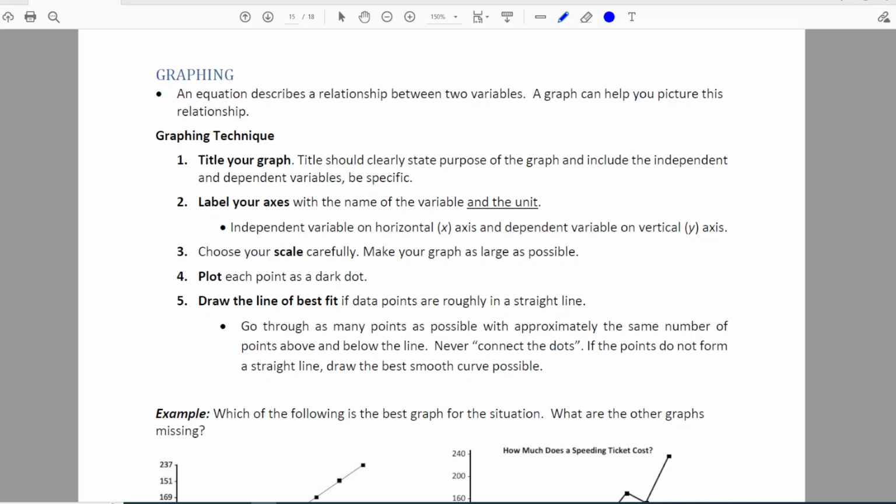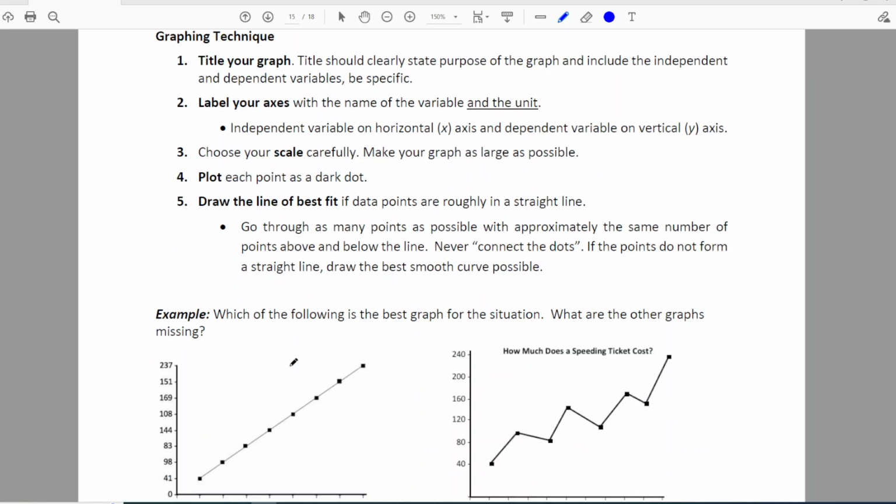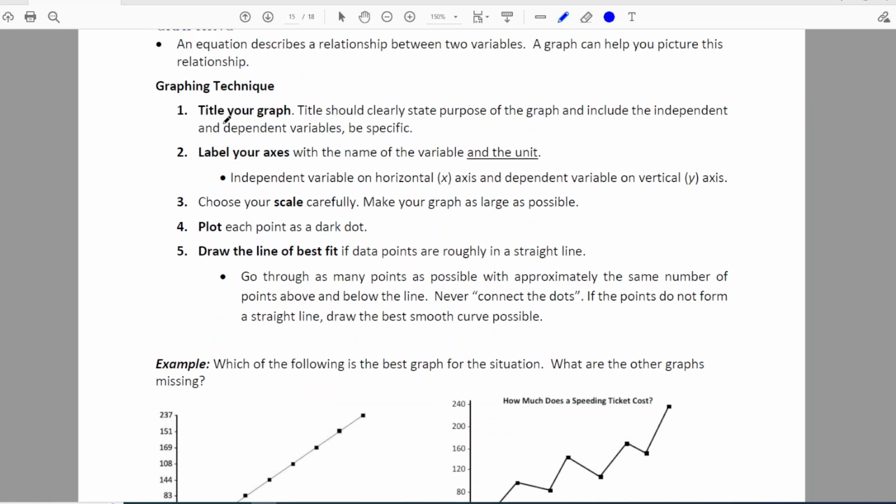The last thing that we're going to do in Unit 1 is explore graphing. Graphing is a really excellent way of showing the relationship between two variables or between two parts of a lab. The way that we graph is that we want to make sure the graph tells you the whole picture. In other words, you need a title. Your title should clearly state the purpose of the graph and include your independent and dependent variables and be specific, including units. Now, if you're not too sure what that means, the independent and the dependent variables are your axes.